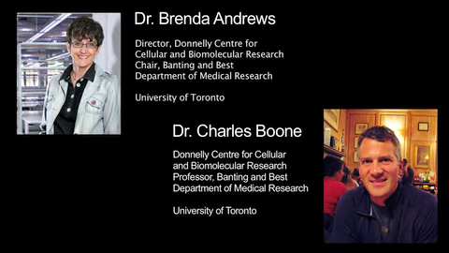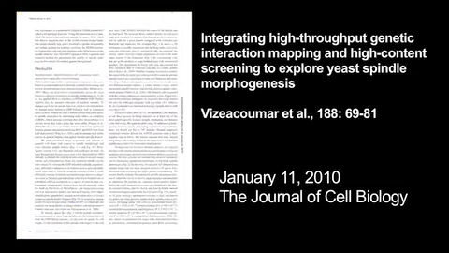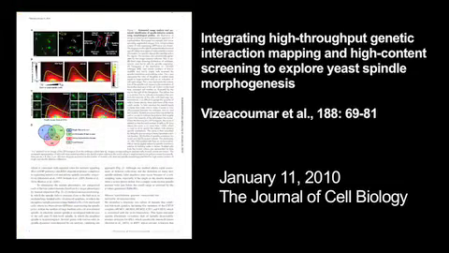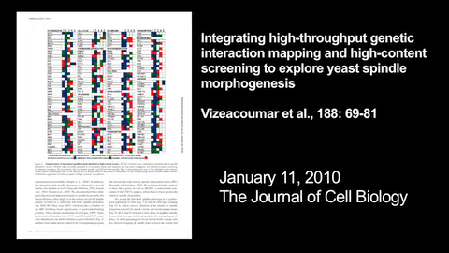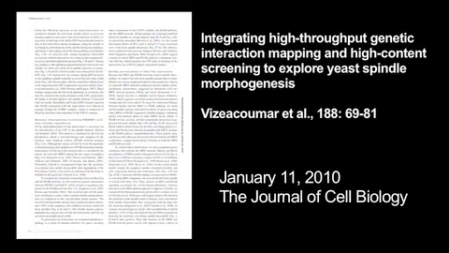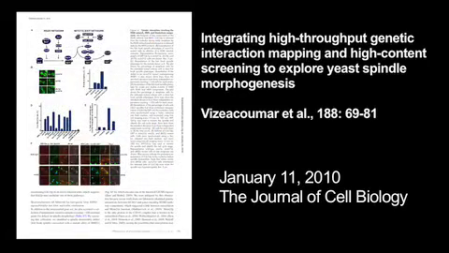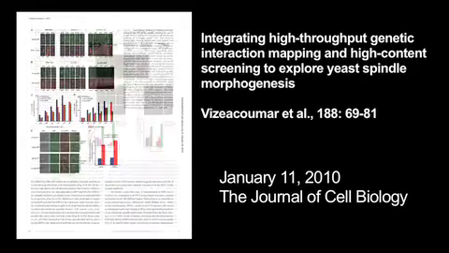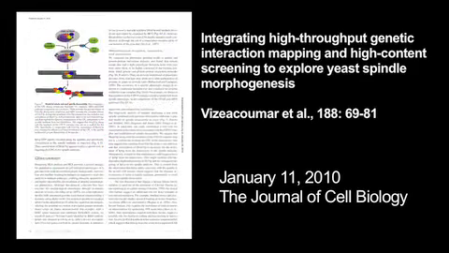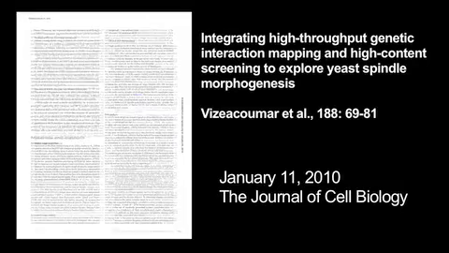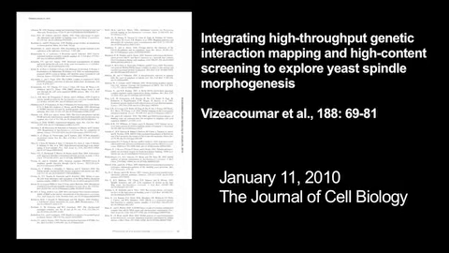Dr. Brenda Andrews and Dr. Charles Boone, both at the University of Toronto, have been collaborating for several years on a number of projects involving large-scale genetic network analysis. In their latest work, published in the January 11th issue of the Journal of Cell Biology, the group combined the automated yeast genetic method they co-developed with automated image acquisition and analysis. This allowed them to analyze their arrays using a cell biological readout to look at genetic interactions in budding yeast.